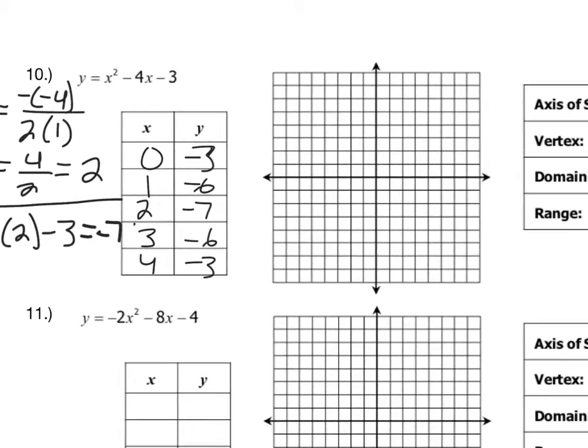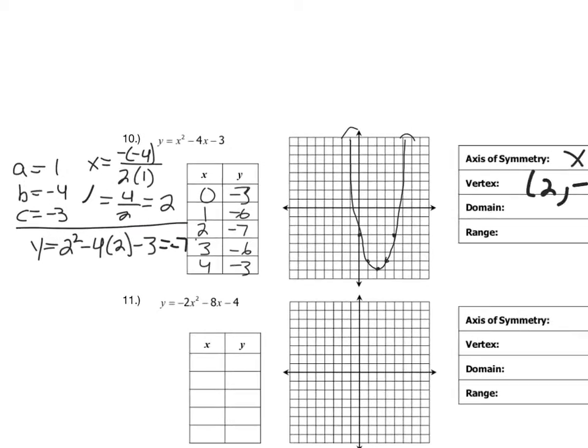So your vertex is 2, -7, which is all the way down here. Then 3, -6 would be right here. 1, -6 would be right here. 0, -3 would be right here. And 4, -3 would be right here. Then make that U-shaped parabola like that. Make it a little neater than mine, but that's it.